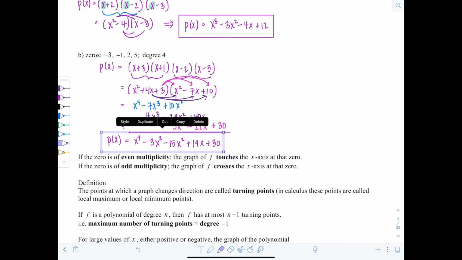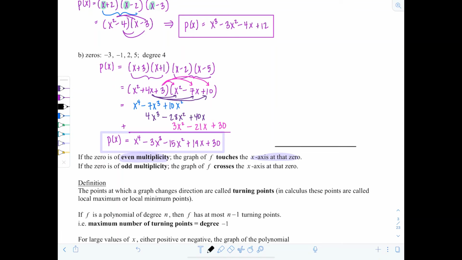Good, good. Okay, enough with forming our own polynomials. Let's go back to talking about the multiplicity. Remember, that was the exponent on the factor for a 0 of a polynomial function. And if the 0 is of even multiplicity, then that means the graph of f touches the x-axis at that 0. So what does that mean exactly? What would that look like?